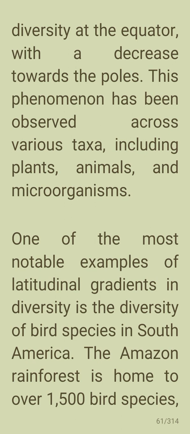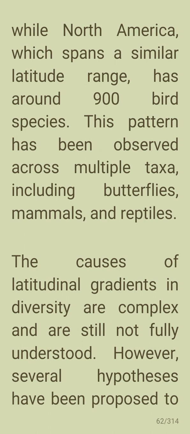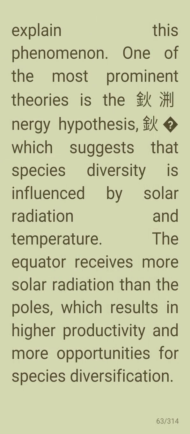The Amazon rainforest is home to over 1,500 bird species, while North America, which spans a similar latitude range, has around 900 bird species. This pattern has been observed across multiple taxa, including butterflies, mammals, and reptiles. The causes of latitudinal gradients in diversity are complex and are still not fully understood. However, several hypotheses have been proposed to explain the phenomena.